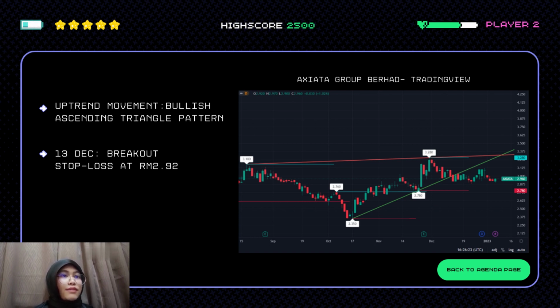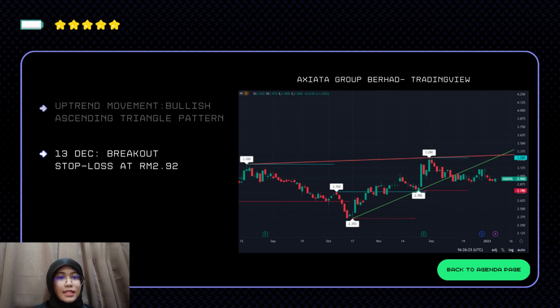The trend then is having a breakout out of the ascending triangle on 13 December with a closing price of RM2.92, which is lower than the opening price of RM3.02 on that day. This is where the price started to break the trend outside of the ascending triangle, and also indicates the trend is no longer continuing a bullish movement with the relevant support price.